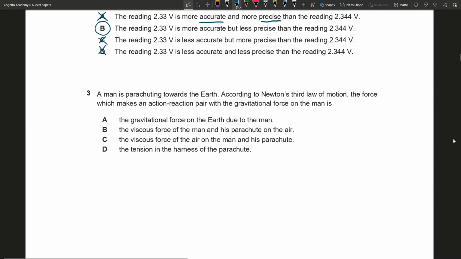Question 3. A man is parachuting towards the earth. According to Newton's third law of motion, the force which makes an action-reaction pair with the gravitational force on the man is? So we have our man and our earth, and the force in question is the gravitational force by the earth on the man. An application of Newton's third law would state that the reaction pair would be the force by the man on the earth due to gravity, so the gravitational force on the earth due to the man. Our answer here is A.